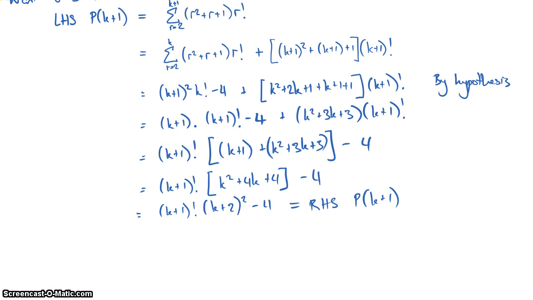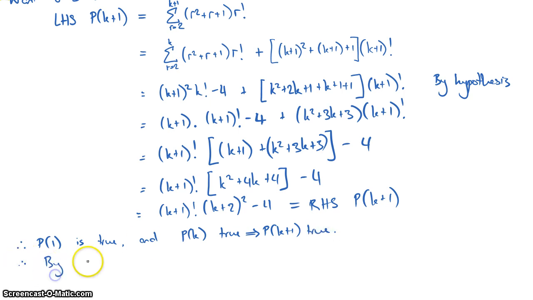So the only thing that's left to do is to conclude. Therefore, P1 is true and Pk true implies Pk plus 1 is true. Therefore, by the process of mathematical induction, Pn, sorry, this is not P1 either, this is P2. Pn is true for all positive integers n that are bigger than or equal to 2. And we are done.